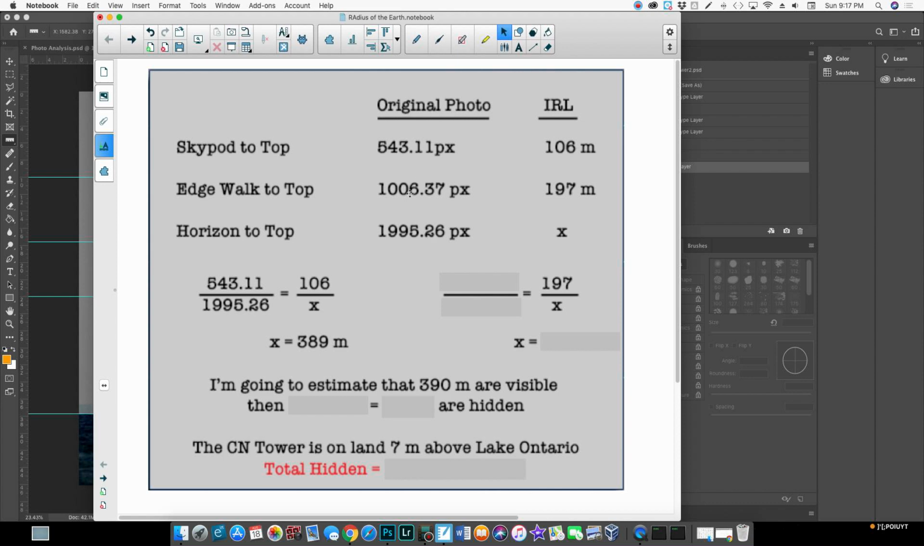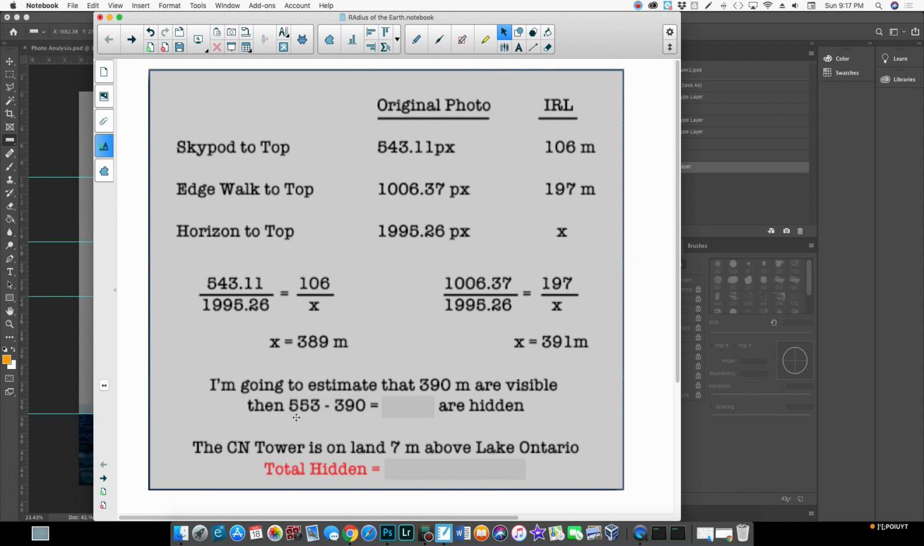So now the edge walk to the top is 1006.37, and we compare that to the horizon to the top, and then we do that cross multiply and divide again, and get 391. So 389, 391, so it's somewhere around 390. So I'm just going to use 390 meters are visible.